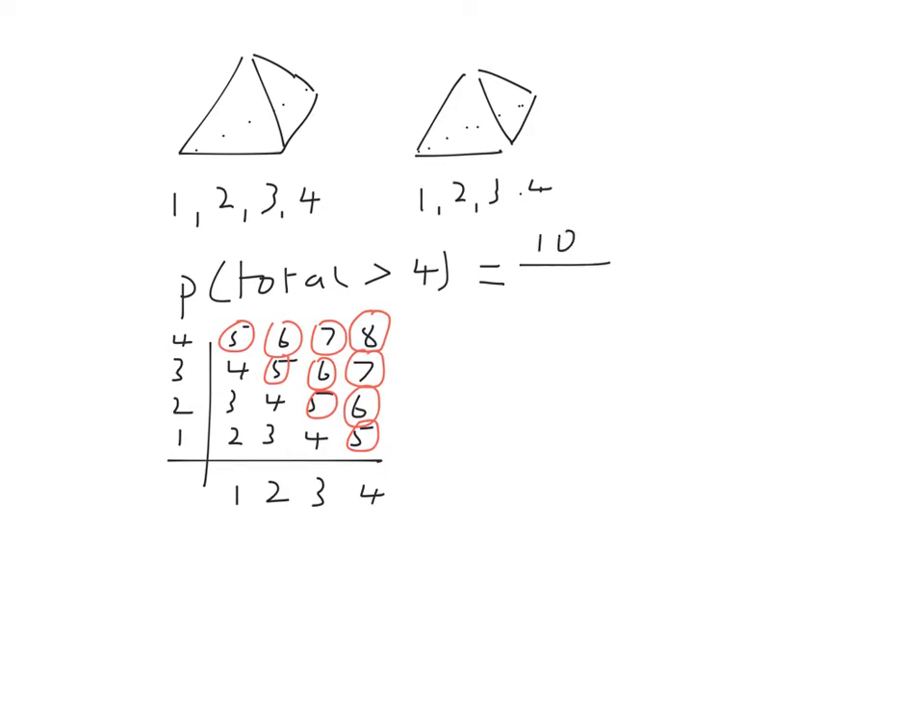And how many possible ways were there altogether? Well, there were 16 possible ways. There were 16 numbers shown in the diagram, and for 10 of them the total is more than 4. So the probability the total is more than 4 is 10 over 16, which cancels down to be 5 over 8.